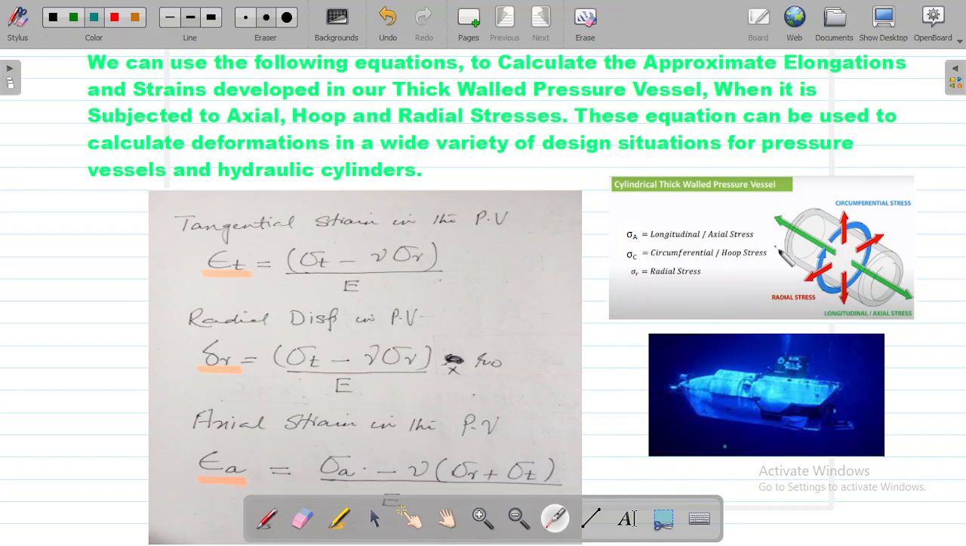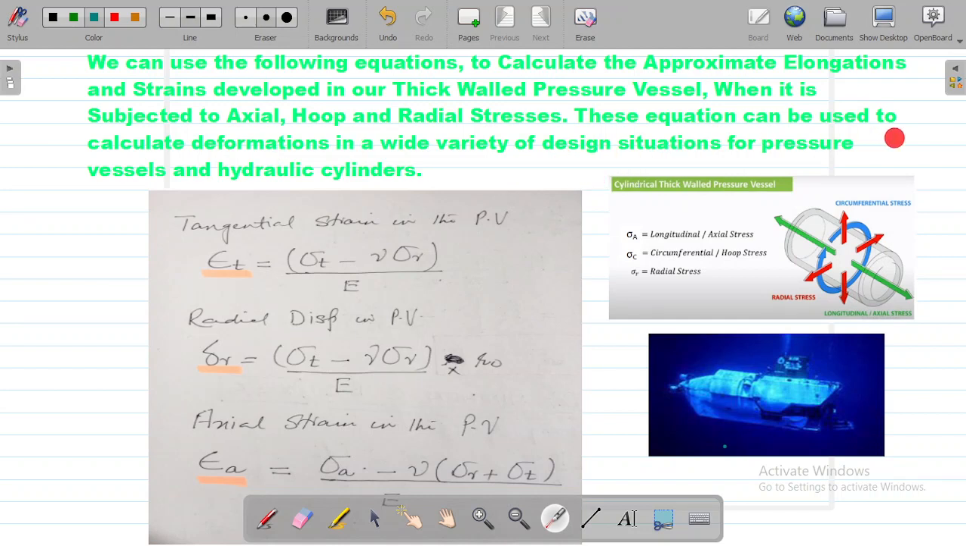But once these stresses are generated in a pressure vessel, it will result in strains and elongation of the pressure vessel. While performing the stress calculations, we should also be interested in what are the strains that are being generated and what is the elongation that is being generated for our thick walled pressure vessel. So for that scenario, we have used the following equations to calculate the approximate elongations and strains developed in our thick walled pressure vessel when it is subjected to axial, hoop, and radial stresses.